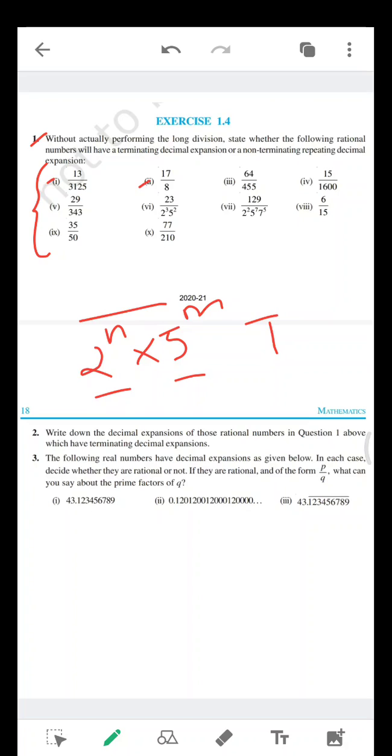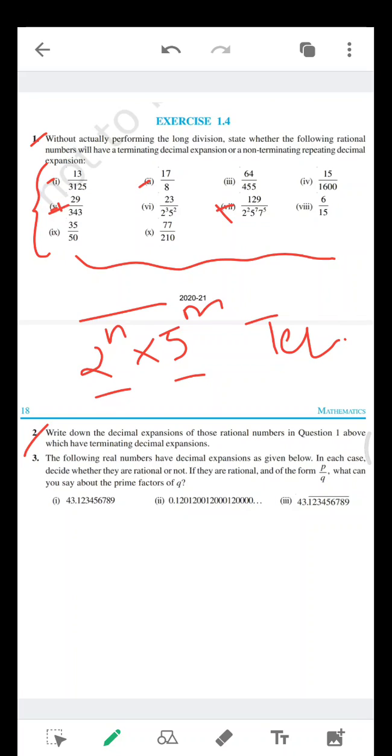Like this we have done different questions, of which a few were terminating and a few were non-terminating, repeating. Like this one was non-terminating, repeating. Even this one was non-terminating, repeating. So in today's session we are going to see question number 2, in which he is asking: write down the decimal expansion of those rational numbers in question number 1 above which have terminating decimal expansion. So from these questions we are going to take only those which had terminating decimal expansion, and we are going to find the decimal expansion for them.